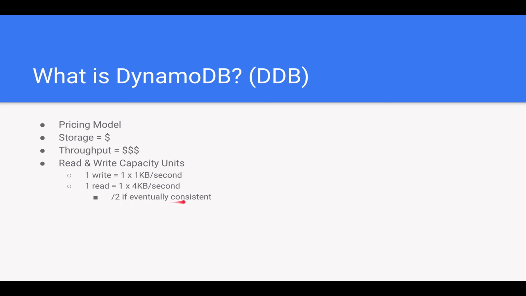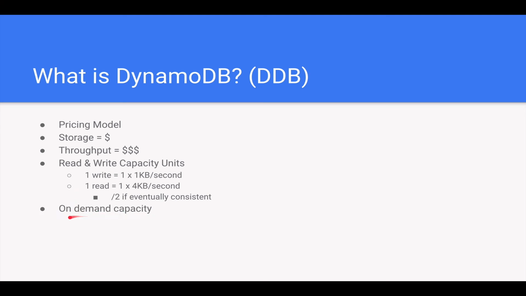And that divided by 2 if eventually consistent means that you can read up to 8 kilobytes per second for 1 read capacity unit if it's eventually consistent. I hope that can sink in. If you're using strong consistency, then you can only read 4 kilobytes. But if you're eventually consistent, you can read up to 8 with 1 read capacity unit. And a form of this is going to be on your final. Again, just good to know.